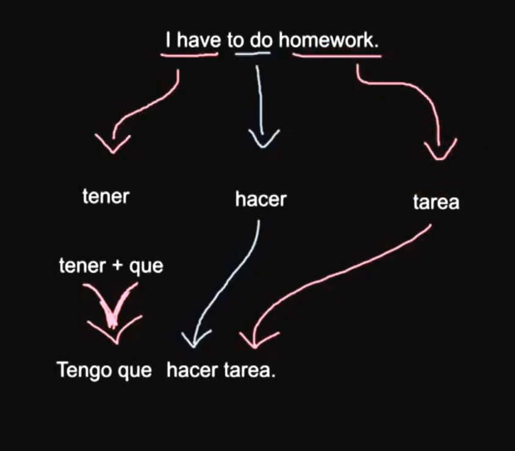However, here's the one trick. When you have to do something, you use this combination of two words, tener plus que, and that expresses that you have to do something. So again, just like the simple combining of verbs, we always conjugate the first verb and not the second. So then this would convert to, because it's I, tengo que hacer tarea.